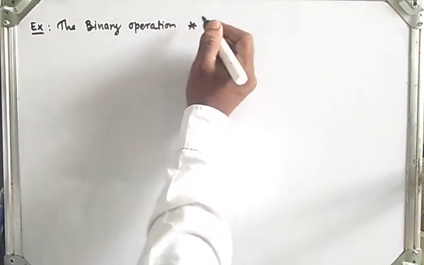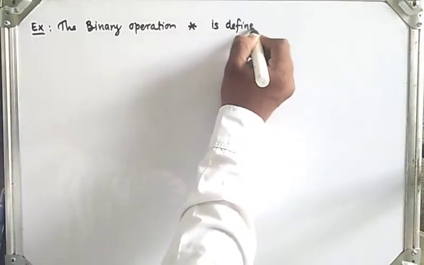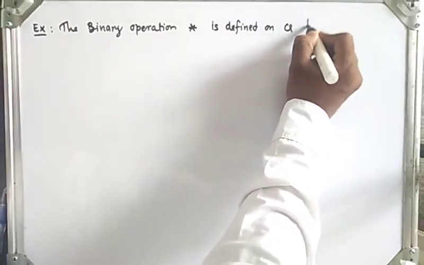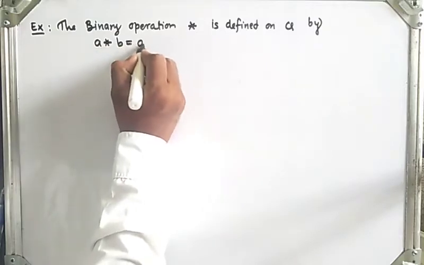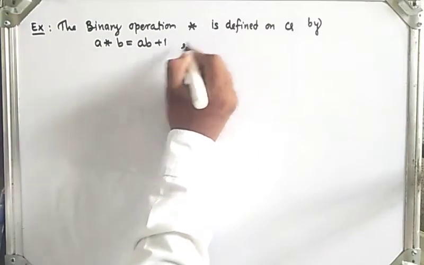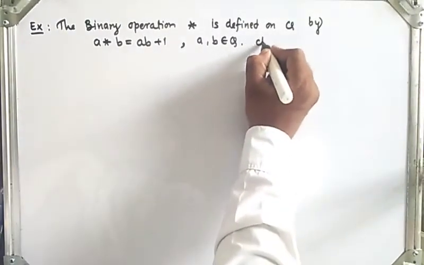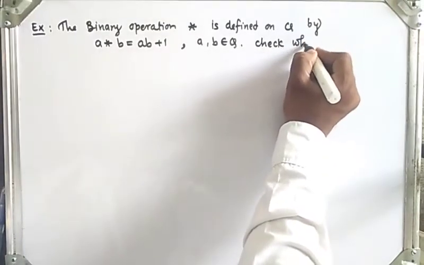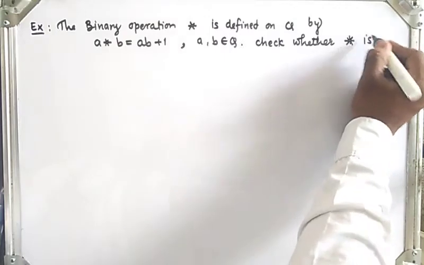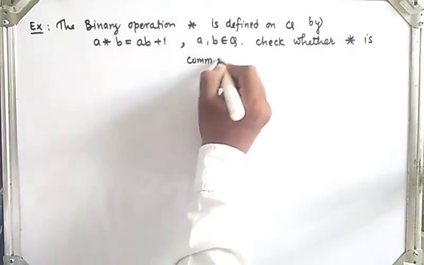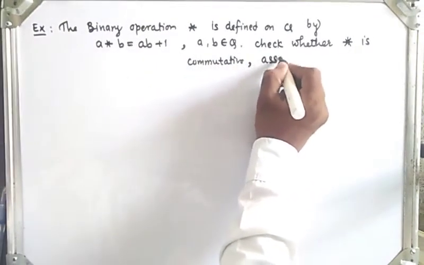Star is defined on Q by A star B is equal to A into B plus 1, for all A, B belongs to Q. Check whether star is commutative and star is associative.